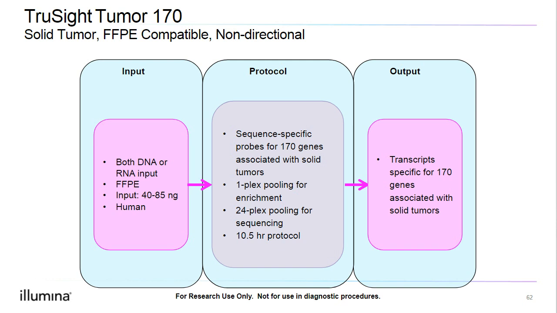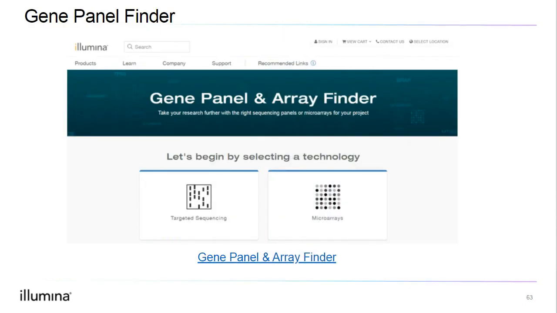The 170 genes targeted by this kit can be found within the manifest, which is located on the kit support page. If you're interested in specific genes and would want to know if these genes are part of a probe panel, you can use our Gene Panel Finder tool. With this tool, you can search for your genes of interest and see if there are kits or panels that contain these genes. And you can access this tool through this link.